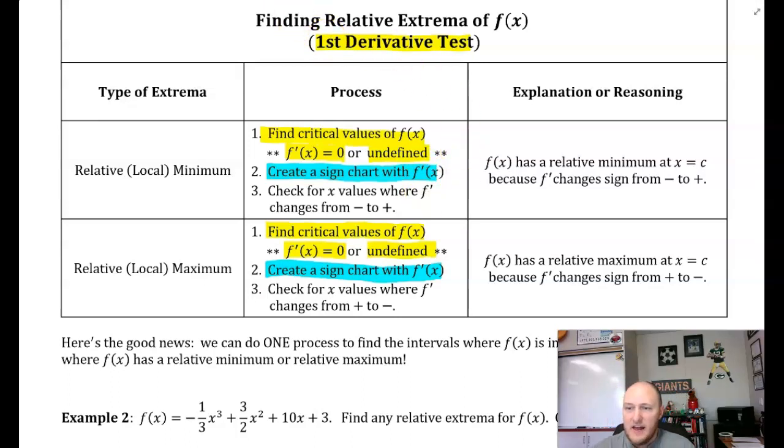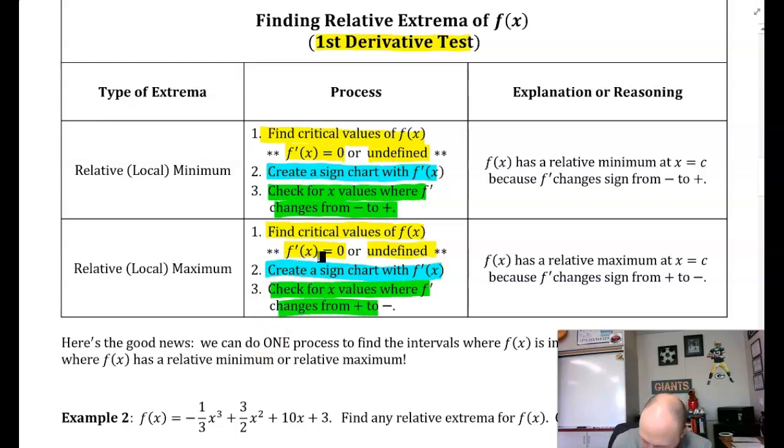Number 2, you're going to create a sign chart for f prime of x, just like what we did in the last lesson. And then the last thing, similar to what we did last time, we check where f prime changes from negative to positive. Think about this for a minimum: where is my function changing from decreasing to increasing? Or for a relative maximum, I want to know when does f prime change from positive to negative, right? I'm increasing, f prime is positive, now f prime is starting to go negative. There was a relative max there.